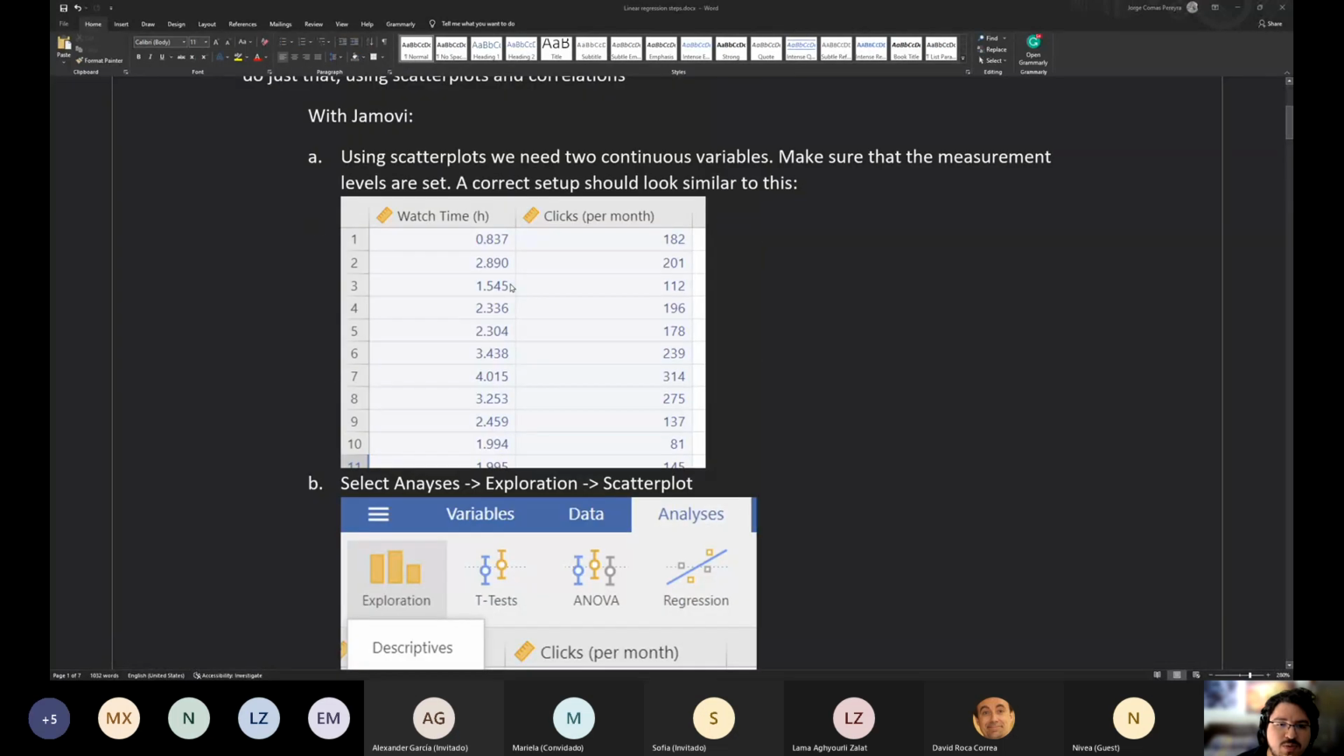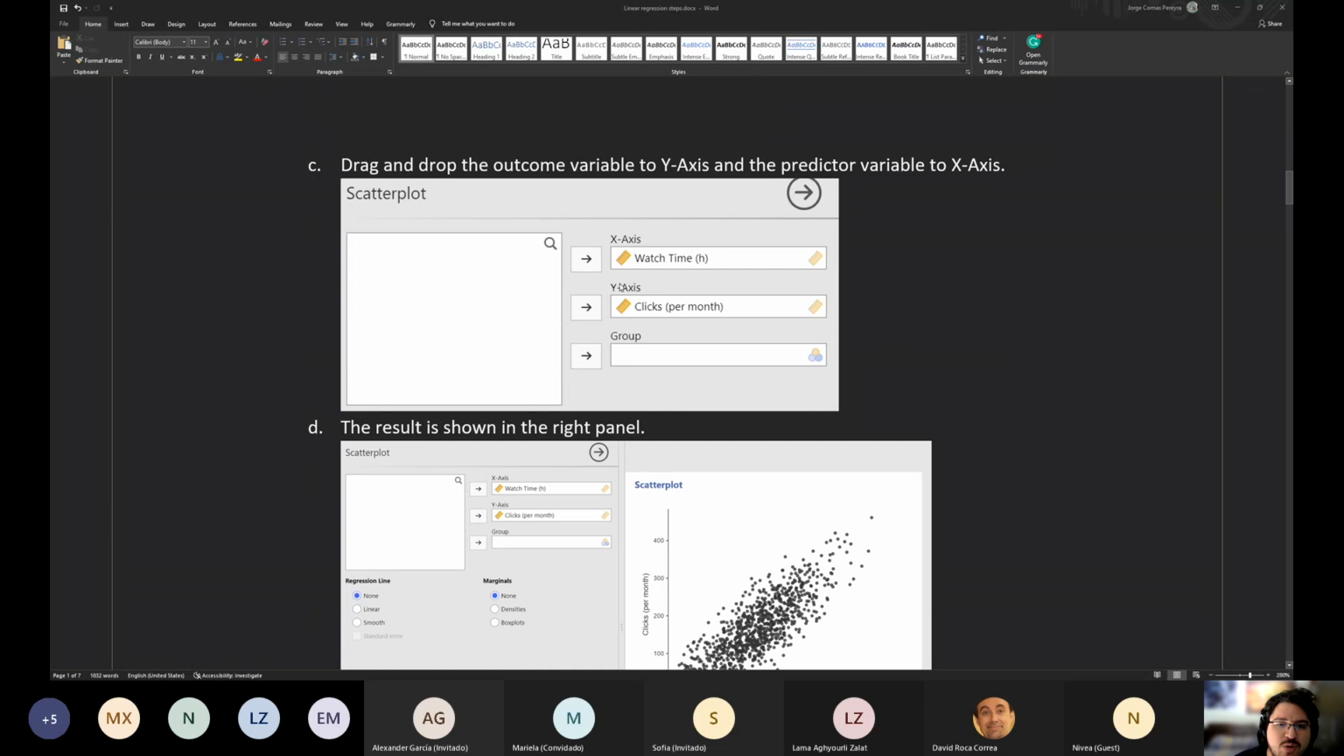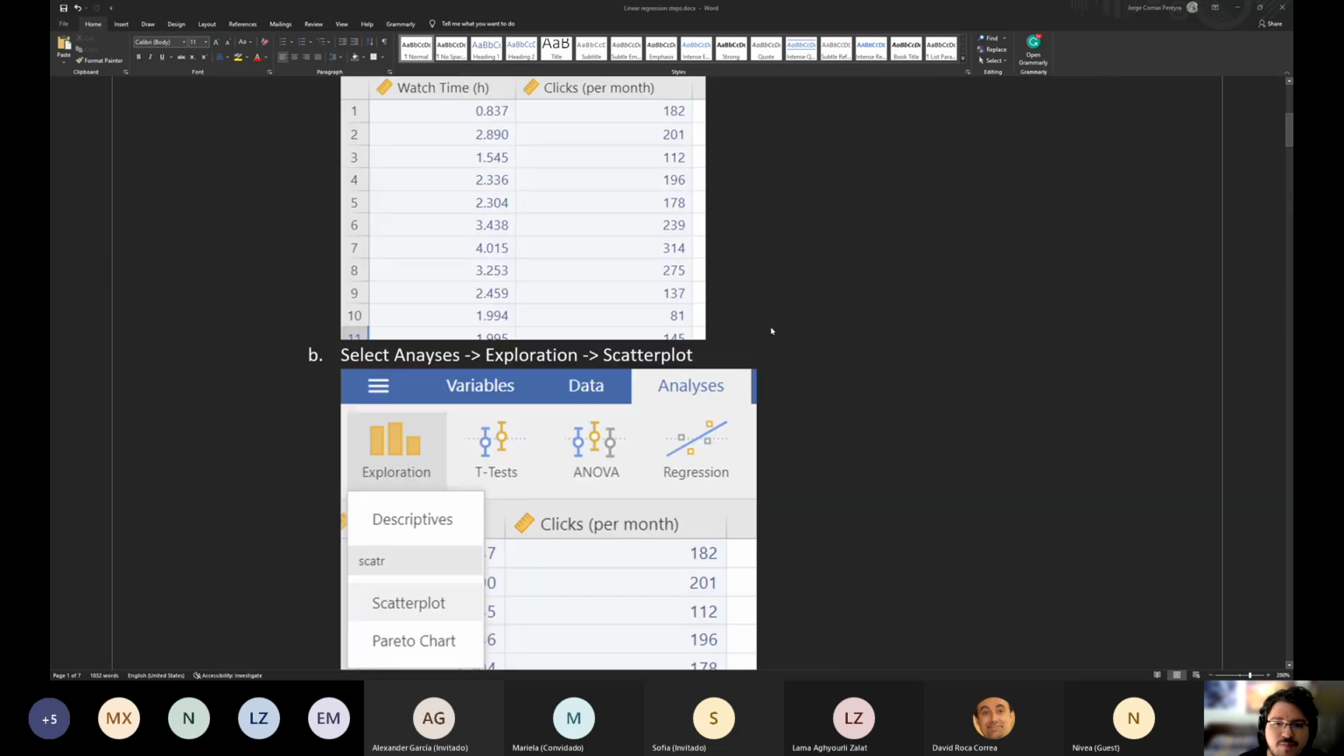So we have the data that is continuous. We go to exploration, scatter plots. We put our independent variable in the x-axis, our dependent variable in the y-axis, and we plot the scatter plot. So here, it's rather obvious that the relationship is linear. Okay.